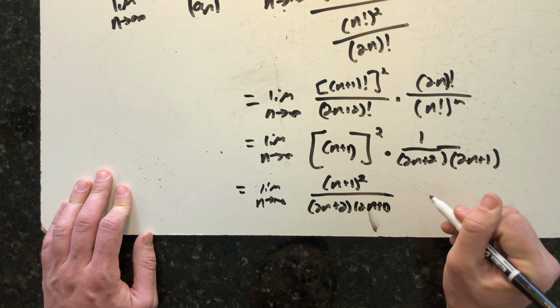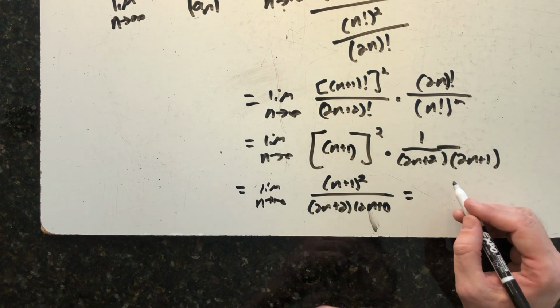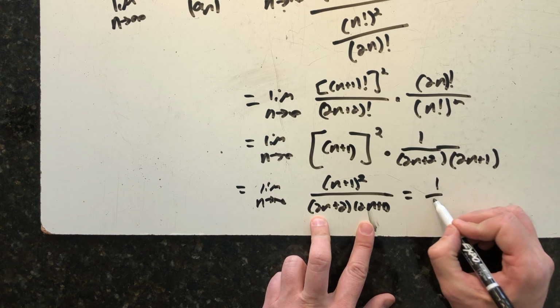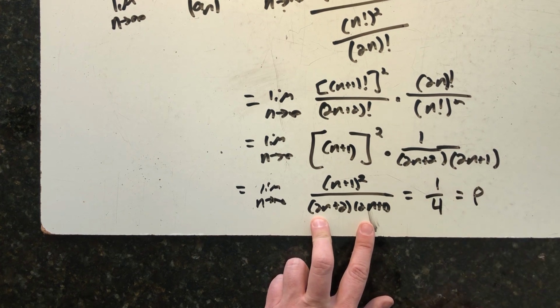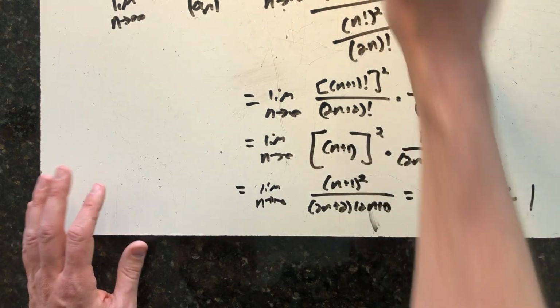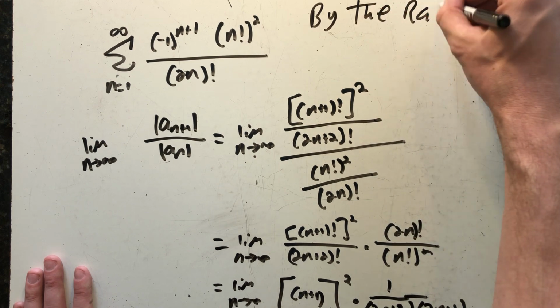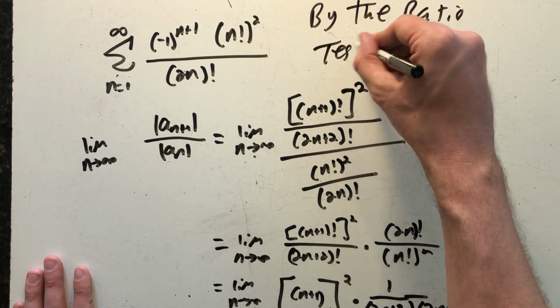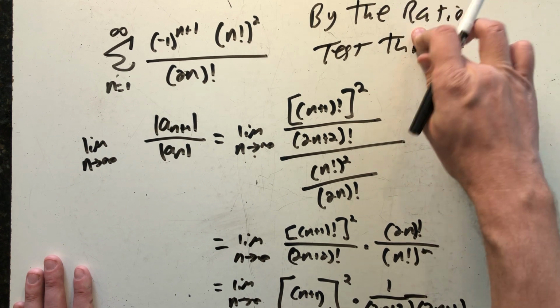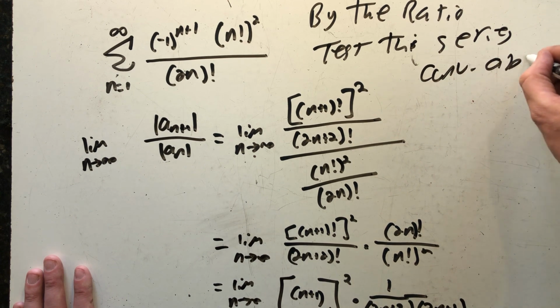This is a rational function where the degree of the top is the same as the degree of the bottom. On top, I have a 1n squared. On the bottom, if I multiply this out, I'd have a 4n squared. That's going to 1/4. In the ratio test, that's a value of what we call rho. And when rho is less than 1, our series has to converge absolutely. So by the ratio test, this series converges absolutely.